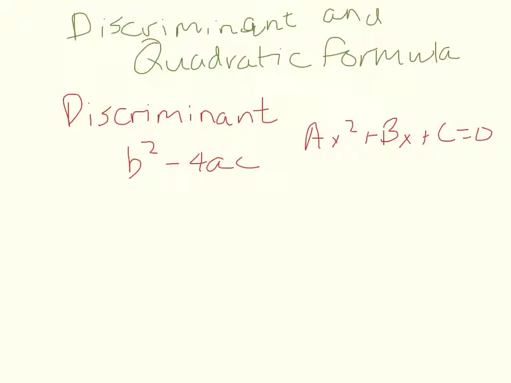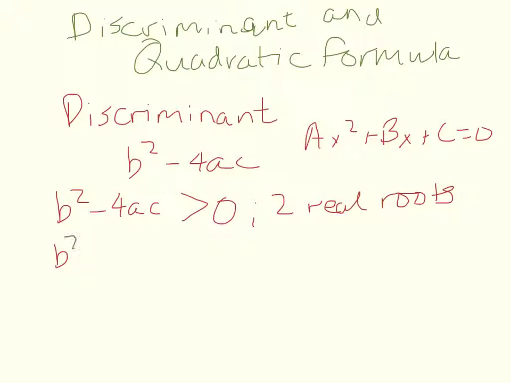So if b squared minus 4ac is greater than 0, then you have two real solutions or two real roots. If b squared minus 4ac equals 0, then you have one real root. And remember, the roots or the solutions are where the parabola crosses the x-axis.